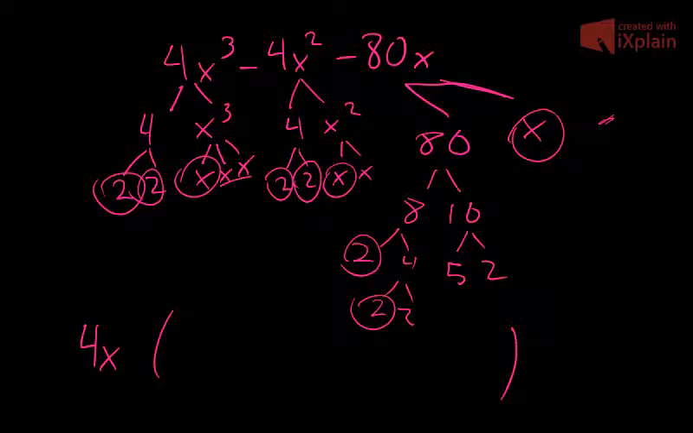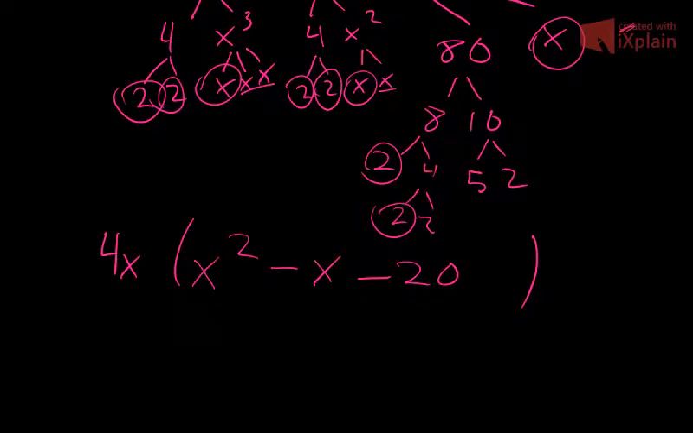From this first term, I have an x squared plus, actually that's a minus, minus, only an x left here, and then plus 2 times 5 times 2, which is 20. Once again, I said the wrong thing. That is a minus. Both of these are minuses. This stays minus up top, or down below. So you have 4x times x squared minus x minus 20.